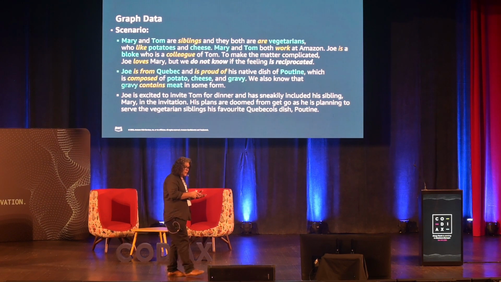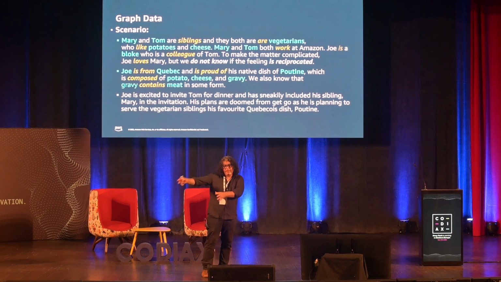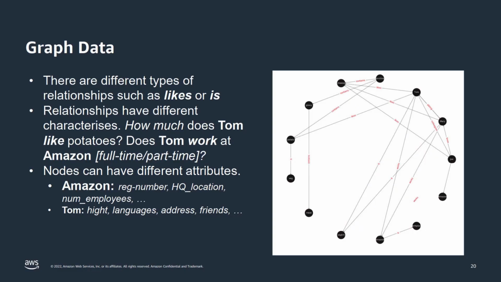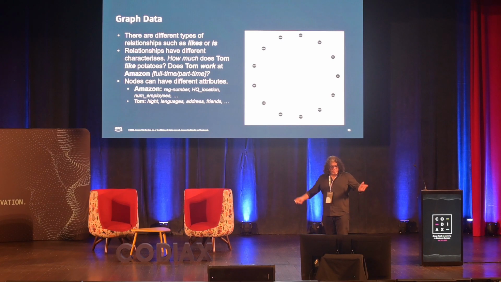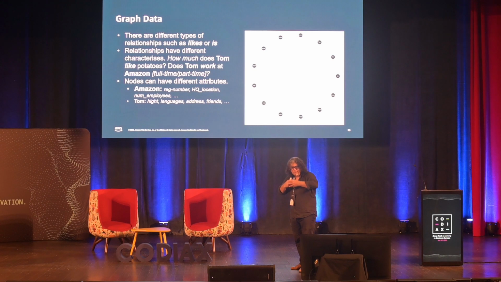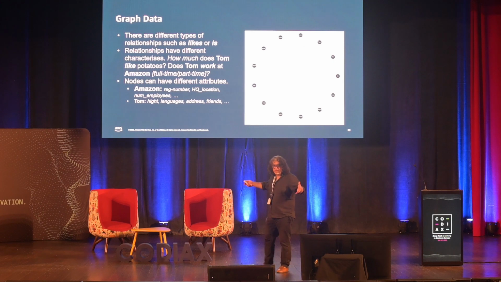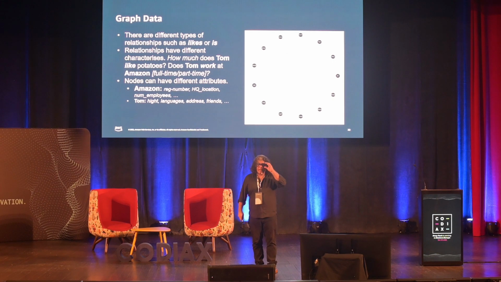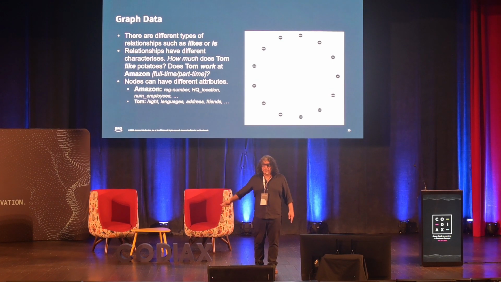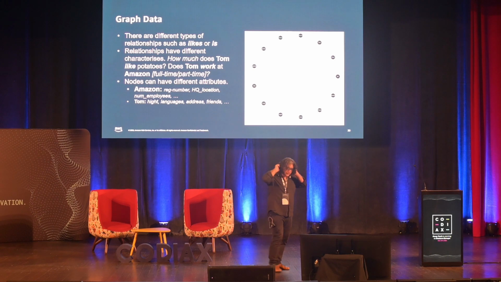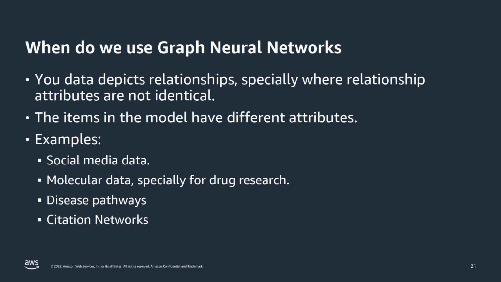So when you look at all of those different types, let me walk you through an example. Let's say Amazon is an entity. It's got a company registration number, HQ location. Tom is a human being. He's got height, language, address, friends. So every entity has such massively different properties to take care of. You can't put it in a table, can you? Unless this table is going to have an infinite number of columns that are infinitely empty, which is not going to work. So then we need a different data structure.